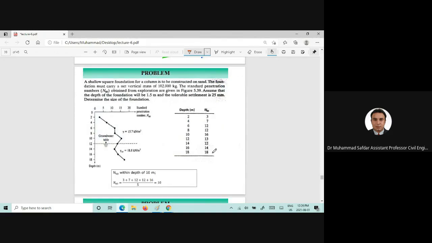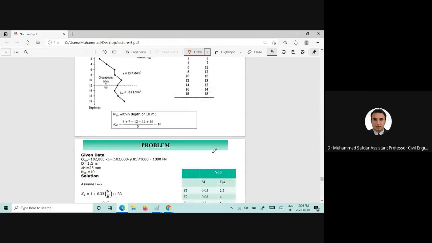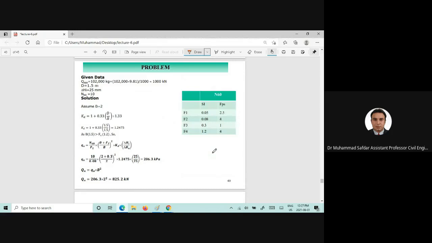Now, this is a short problem which you can solve. The only things given here are Q in kilograms and N60. You can use the KD equation and the Q allowable equation. And if you see in here, 1.24, which is less than 1.3, that's why you can use this KD equation. And delta HI is 25 millimeter, so H naught is also 25 millimeter.